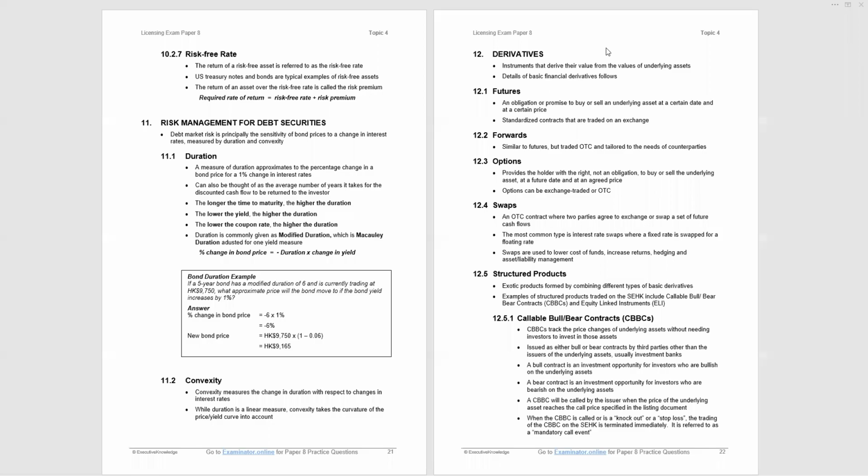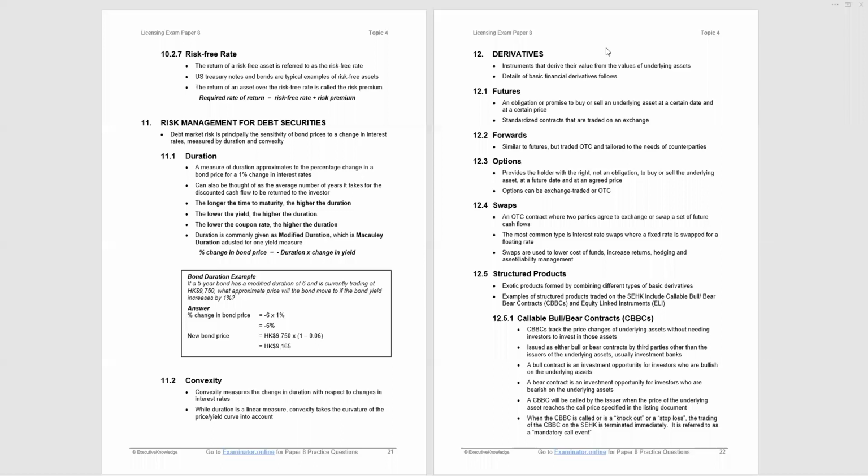Section 11 of Topic 4, Paper 8 looks at risk management for debt securities. Now, when we're considering debt market risk, we're looking at the sensitivity of bond prices to changes in interest rates. And that sensitivity is measured by something called duration. Do I need to know duration for the exam? Yes, it's likely you're going to get at least one question on it.